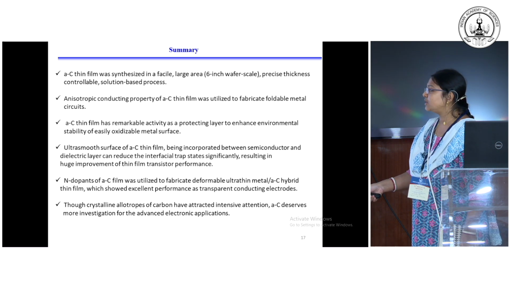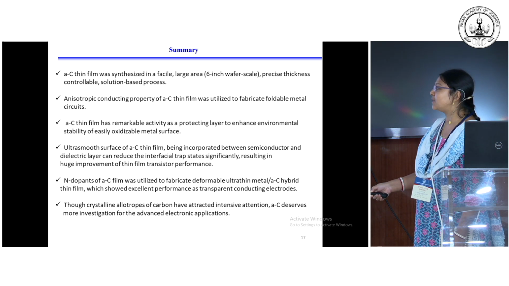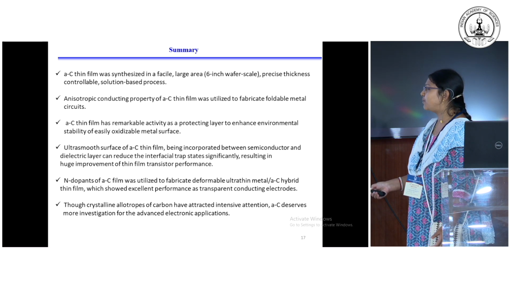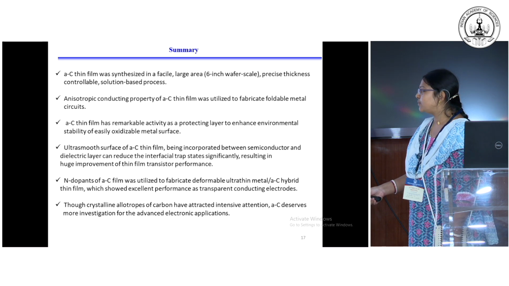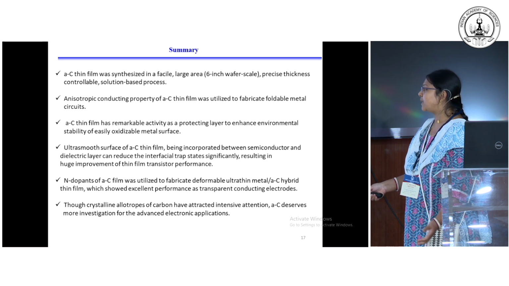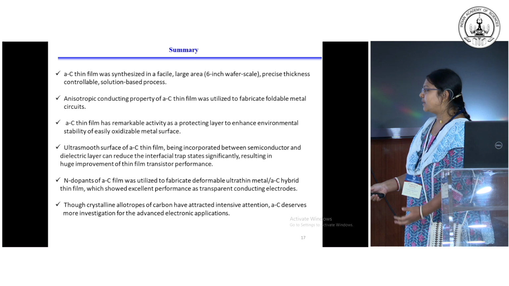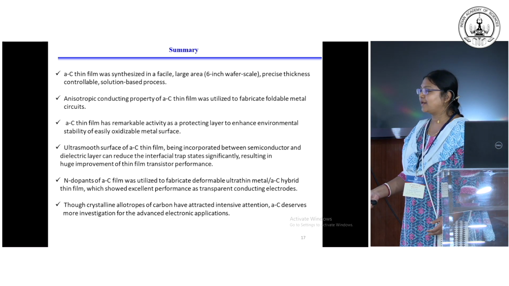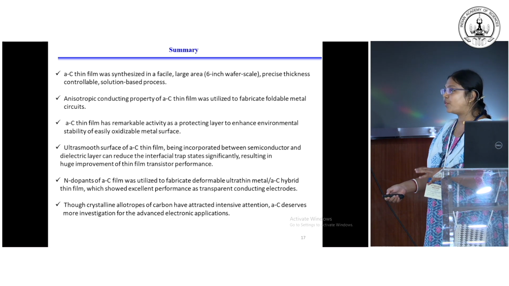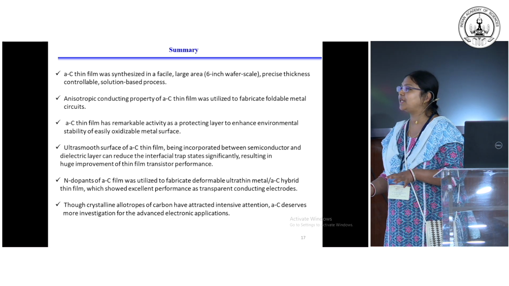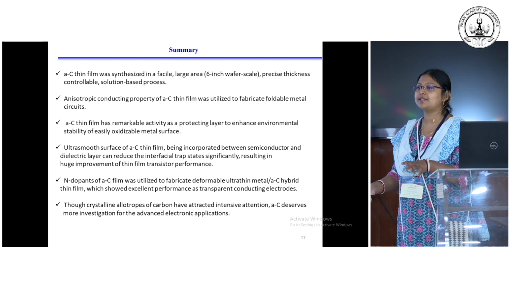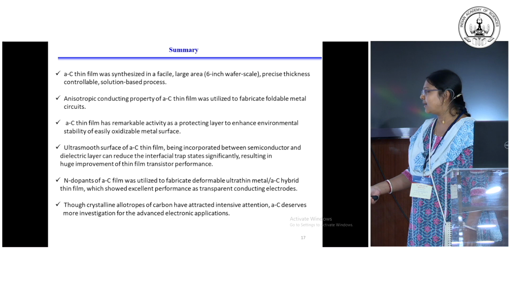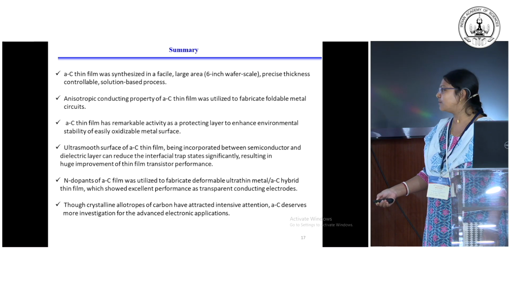And the nitrogen dopants of the amorphous carbon film were utilized to fabricate a deformable ultra thin metal amorphous carbon hybrid thin film, which was used as a transparent conducting electrode in different display devices. And finally I want to say that though the main focus of the scientist community is on the crystalline materials, graphene, carbon nanotube, there is still a lot of room in the amorphous carbon film that deserves more investigation.